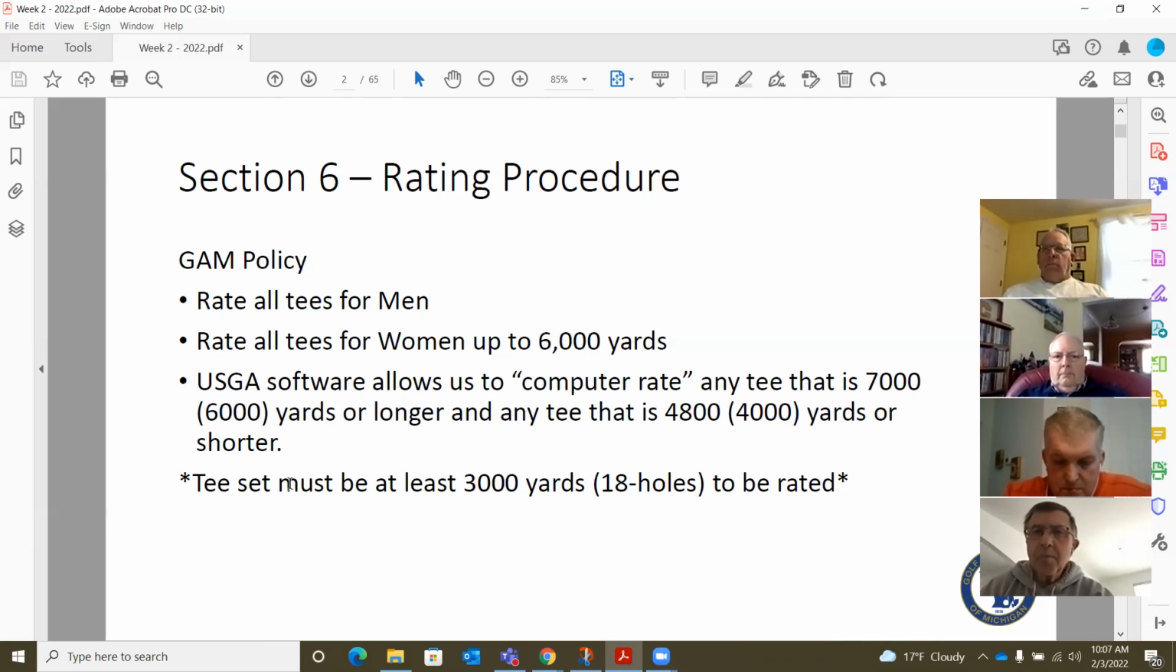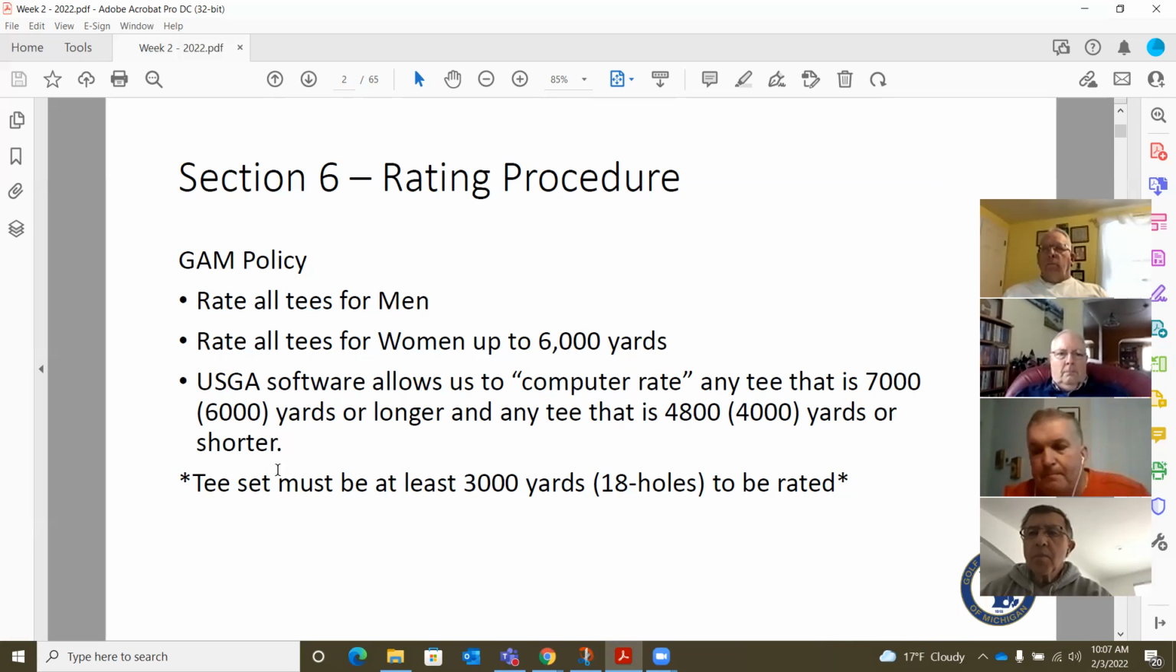There is currently a minimum yardage requirement for rating. If the course is less than 3,000 yards for 18 holes or 1,500 for 9 holes, it can't get a rating. So, for example, a par 3 course cannot have a course and slope rating.